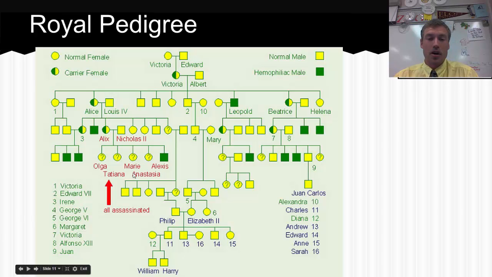You can definitely see how there are many more hemophiliac males than there are females. In fact, there are no females who are hemophiliacs. They are all just carriers.